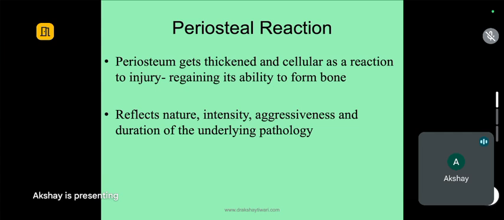Now a tumor which is very aggressive will not give periosteum time to form bone, right? It is attacking very quickly, elevating the periosteum so fast that before it gets time to form bone, it is destroyed further. So that is an aggressive kind of a periosteal reaction.